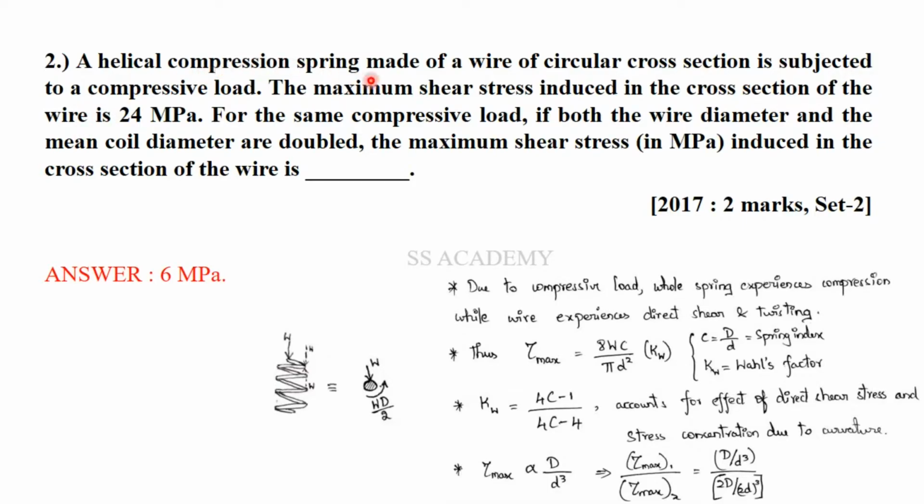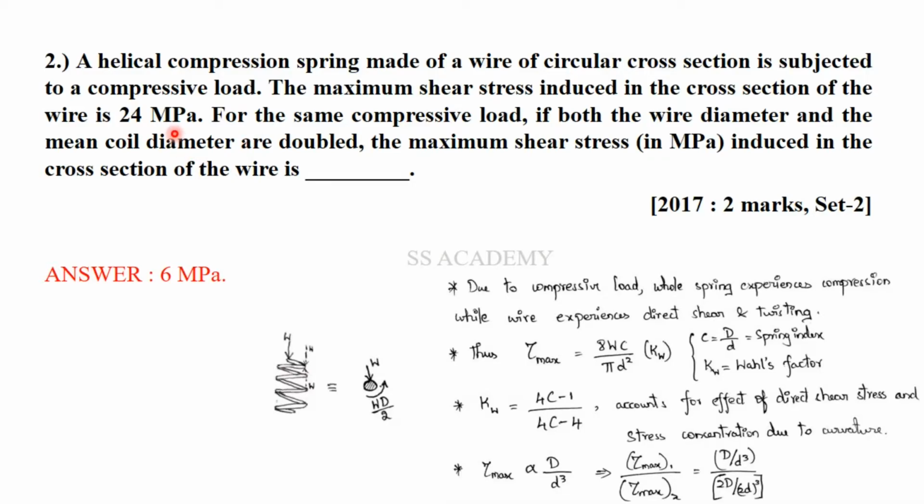A helical compression spring made of a wire of circular cross-section is subjected to a compressive load. The maximum shear stress induced in the cross-section of the wire is 24 megapascal. For the same compressive load, if both the wire diameter and the mean coil diameter are doubled, the maximum shear stress induced in the cross-section of the wire is? Here you can see that the helical compression spring is subjected to compression. The maximum shear stress is on the particular wire, not on the whole spring. The particular wire is 24 megapascal.